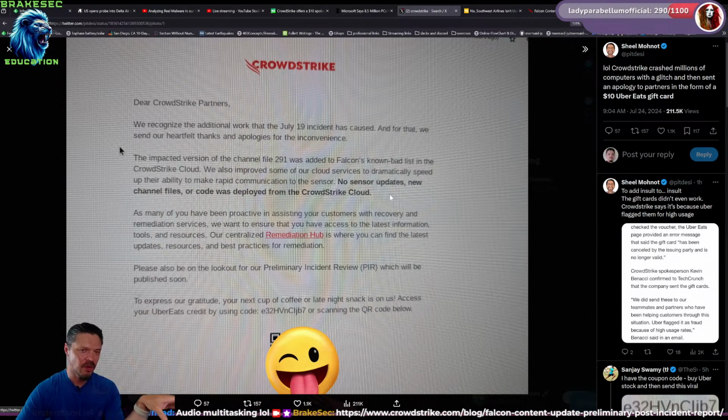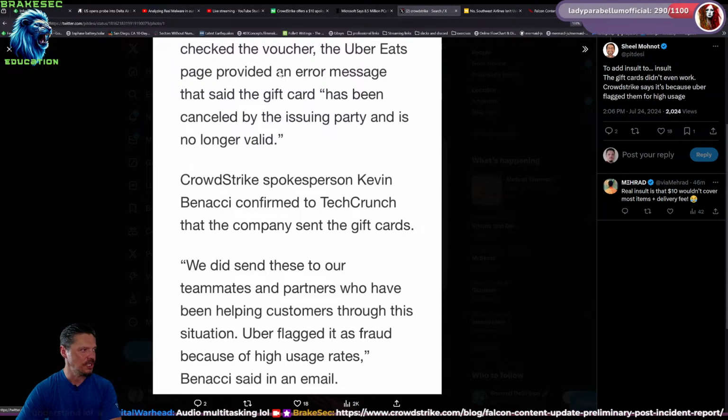So they put a QR code in here, which they said was to express our gratitude for continuing to be a customer or whatever. Your next cup of coffee or late night snack is on us. Access your Uber Eats credit code by using the code or scanning the QR code below. Apparently, whoever posted this also did not get rid of the code here. But my understanding is, yes, the Uber Eats page provided an error message saying that this has been canceled by the issuing party, no longer valid.